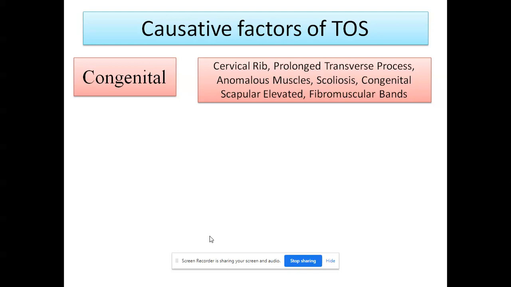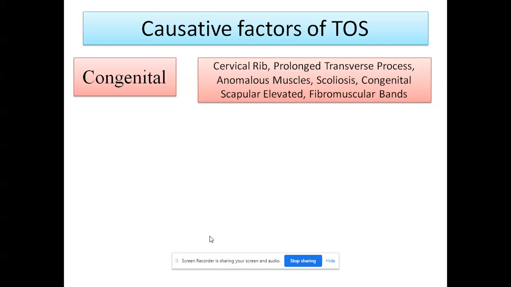Cervical rib is the abnormal rib starting from the manubrium sterni to the cervical spine. This can usually lead to compression of this neurovascular structure passing within the costoclavicular triangle, thus leading to symptoms of the TOS. Coming to the second point, that is your prolonged transverse process. Abnormally prolonged transverse process of the cervical spine can lead to compression of the neurovascular structure passing within the interscalene triangle, thus leading to the symptoms of the TOS.